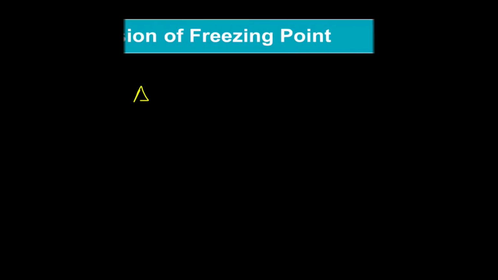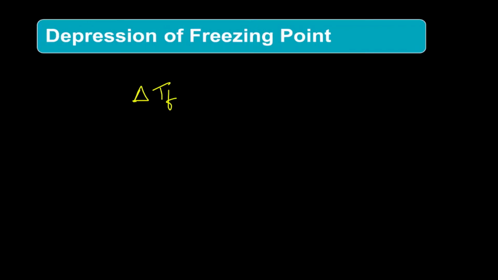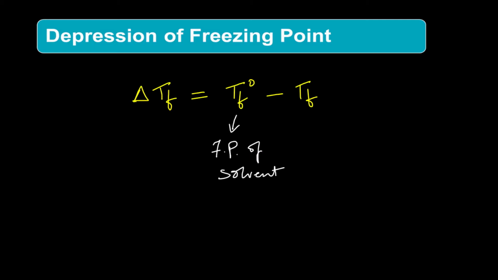Now the depression of freezing point is given by delta Tf, and delta Tf is equal to the difference of the freezing point of the pure solvent and the freezing point of the solution. So here Tf naught is the freezing point of the solvent and Tf is the freezing point of the solution, and delta Tf is the depression of freezing point.